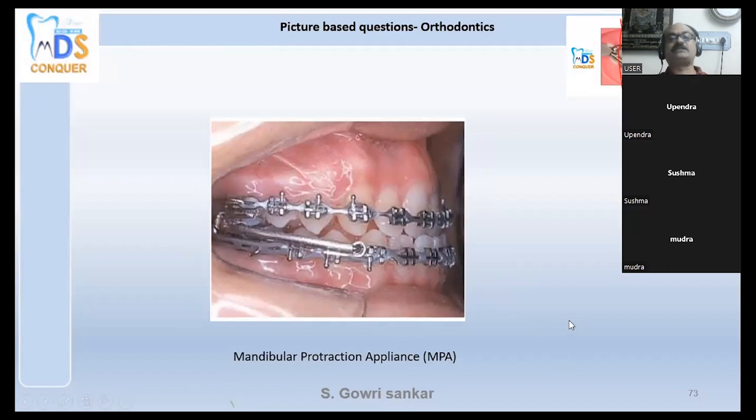These are the maximum things in functional appliances that are being used. Of course, there are around 120 modifications of functional appliances that are used, tested all around the world, but that is not important to you. Remember these, the removable functional appliances and the fixed functional appliances.